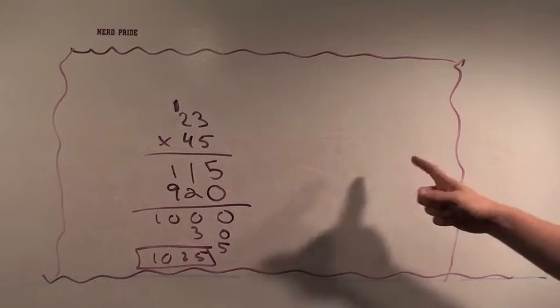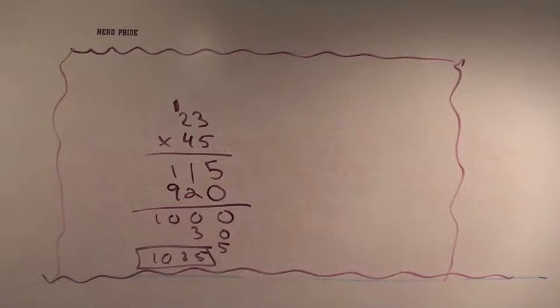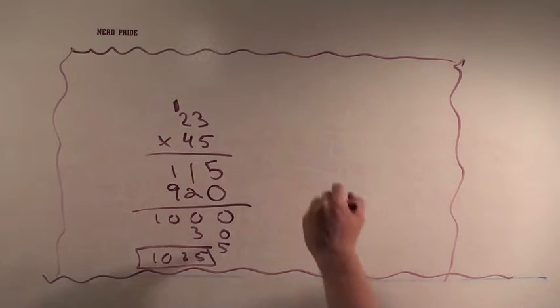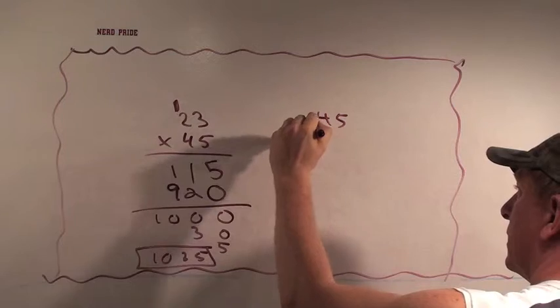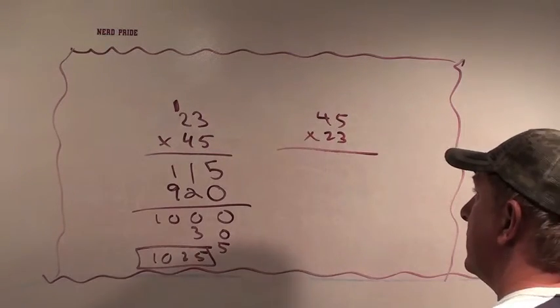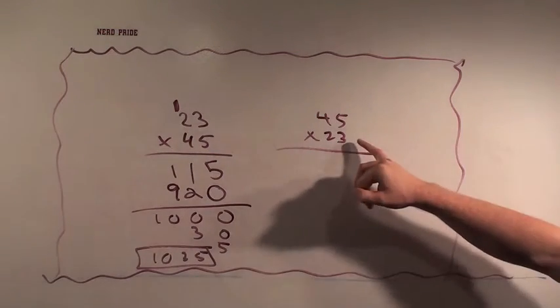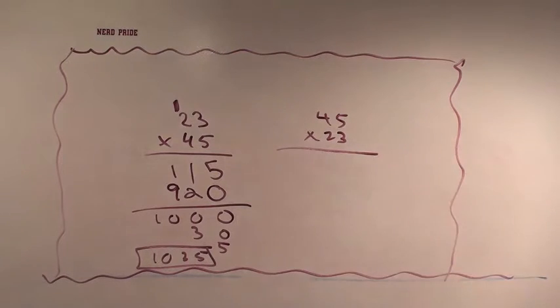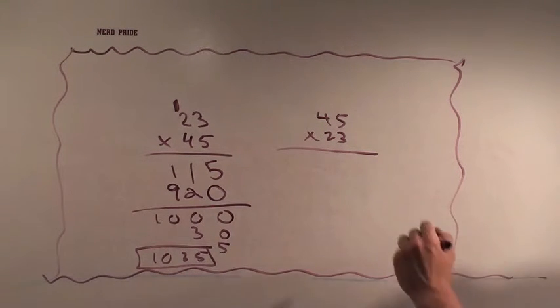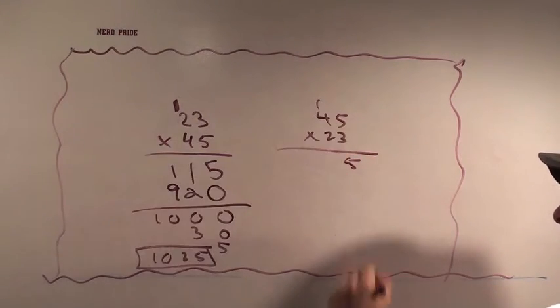Now, do you want to check? Because you were worried that 45 times 23 might be different. You want to check and double check that it's the same for extra practice? Yeah. Okay. So let's do 45 times 23. Okay? So, 3 times 5 is? 15. So we write a 5, and we carry the 1.